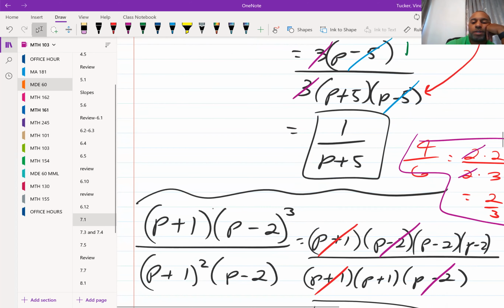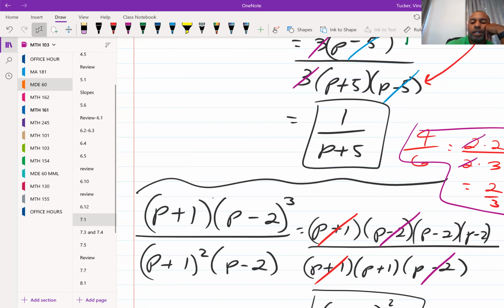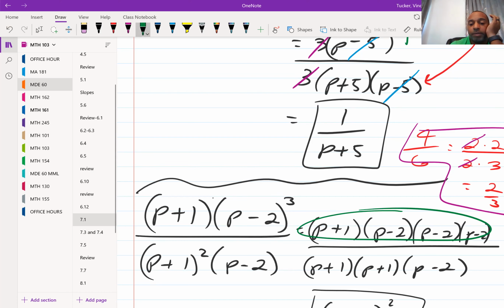So we have p plus 1 times p minus 2 cubed, and then p plus 1 squared in the denominator times p minus 2. All I did was expand everything out. If I look at my numerator, there's one p plus 1 and three p minus 2's. In the denominator, there's two p plus ones and one p minus two.